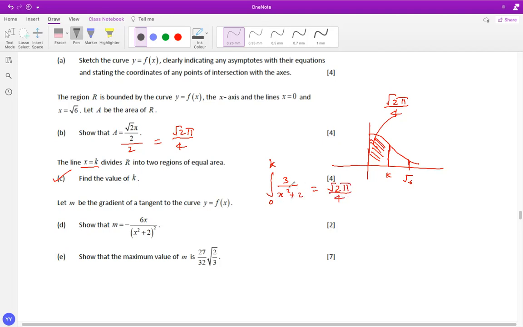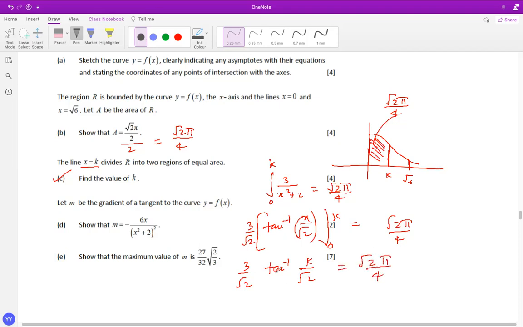And now we already have the integral of this. That's 3 over root 2 times tan inverse of x over root 2. You put the limit 0 to k, and we get root 2 pi over 4. So what we get is 3 over root 2 tan inverse of k over root 2 minus tan inverse of 0, which is 0, equals root 2 pi over 4. So now what you do after this is find out the tan inverse value. So tan inverse of k over root 2 equals, you cross multiply, 2 pi over 12, which is pi over 6.